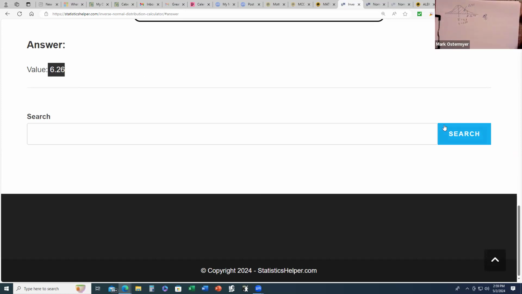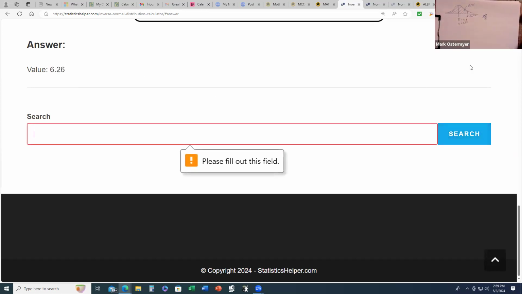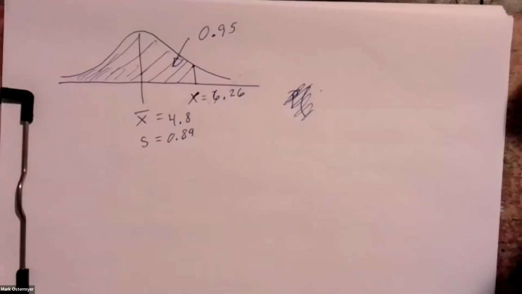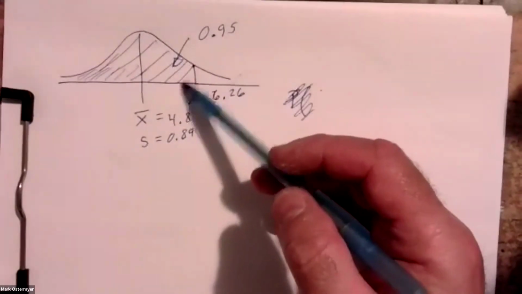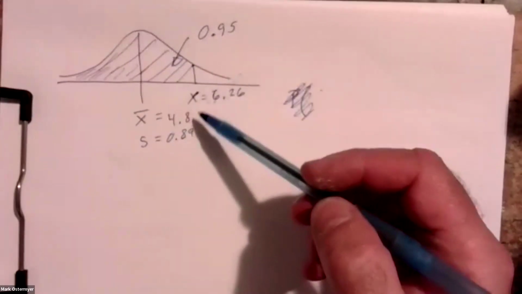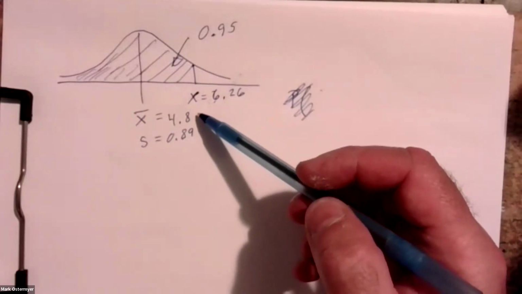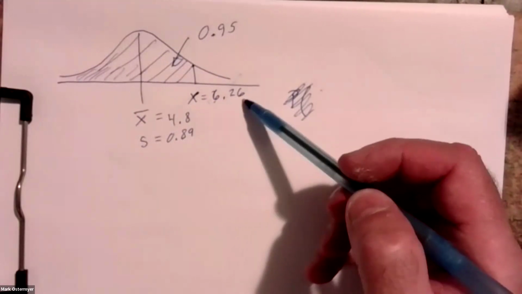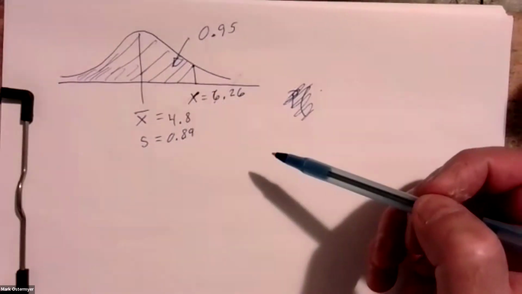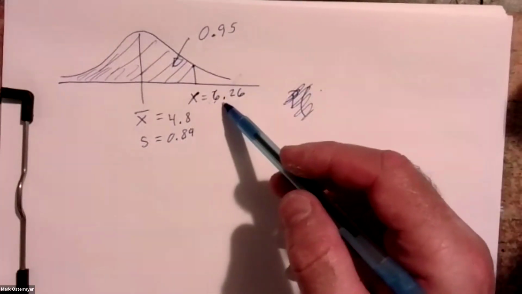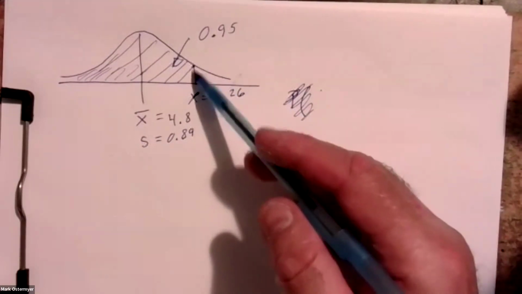And so, ladies and gentlemen, we have our answer there. We therefore know that 95% of all people that own a TV keep their old TV for less than 6.26 years before purchasing a new one. For that reason, we say 6.26 years is the 95th percentile.